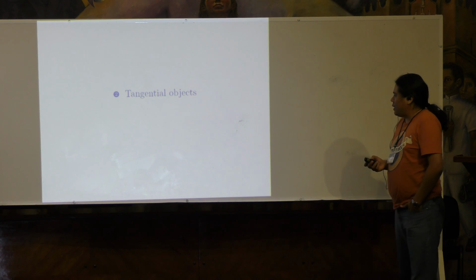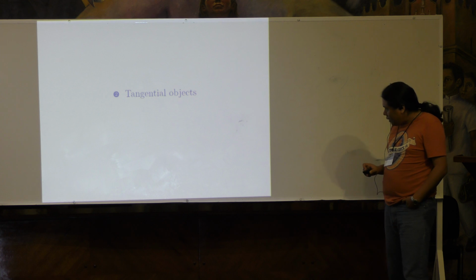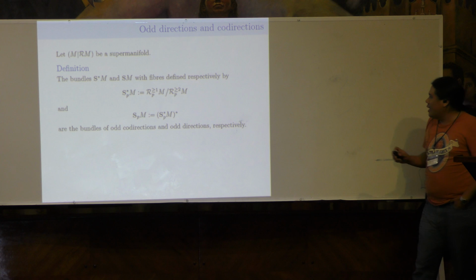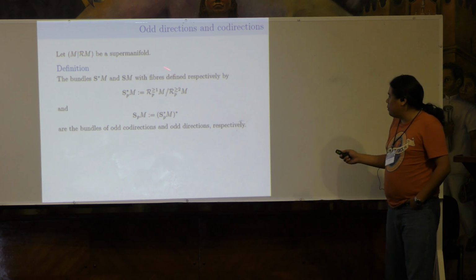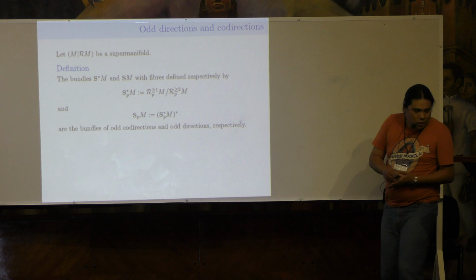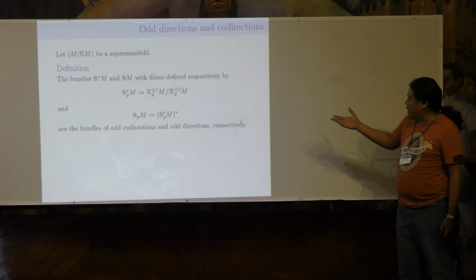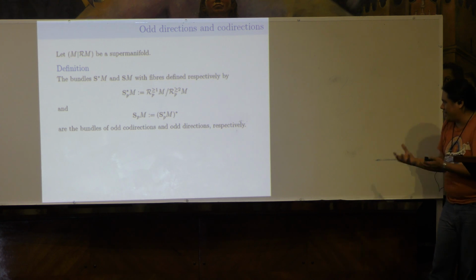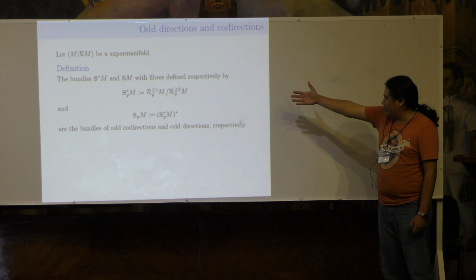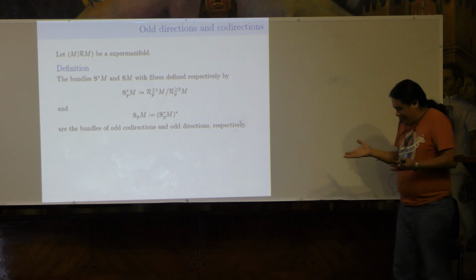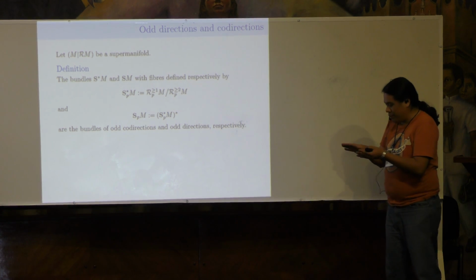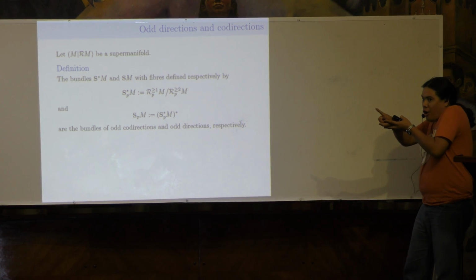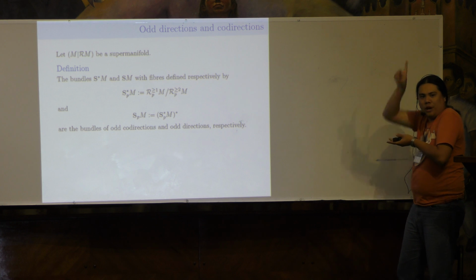Now we can go up to the infinitesimal level. This part I actually like quite a lot. If we have a supermanifold, we can define what I call odd directions and codirections, which the name forces itself once one looks at the definition, because on a regular manifold, the directions are what we call tangent vectors, and the odd tangent vectors would be the ones pointing upwards, right?